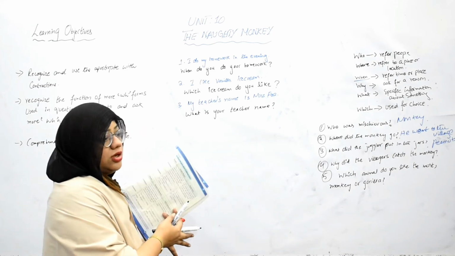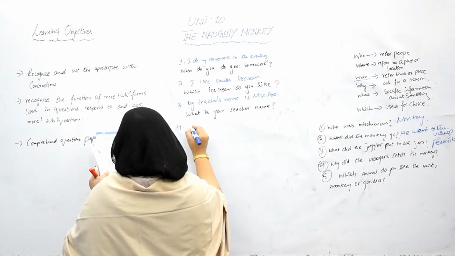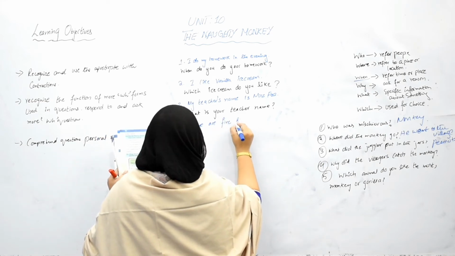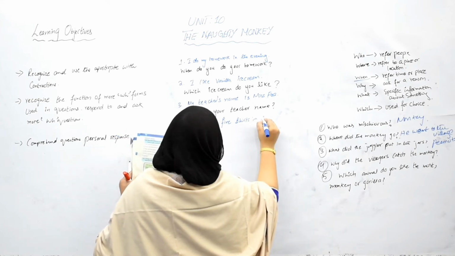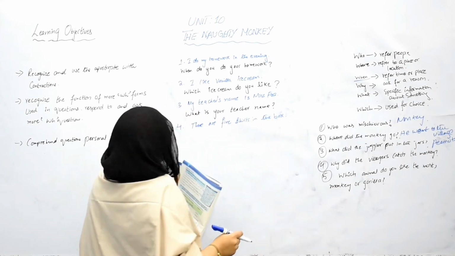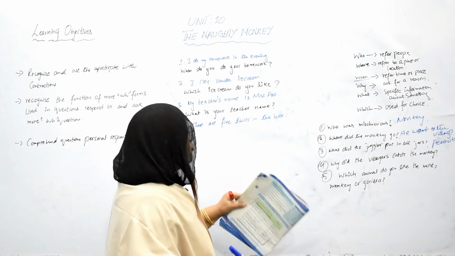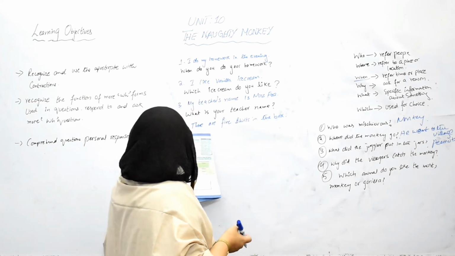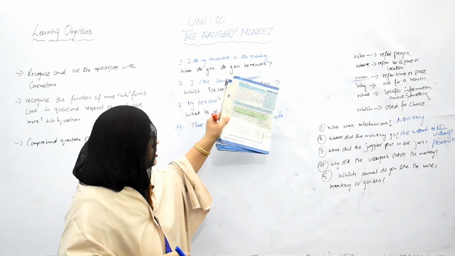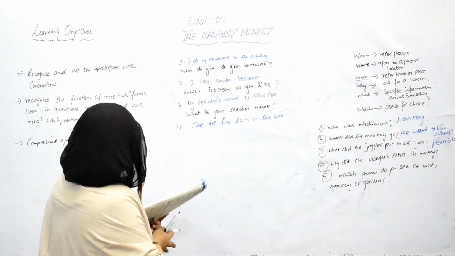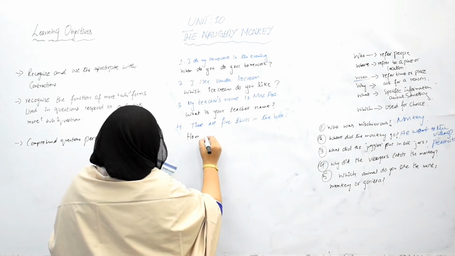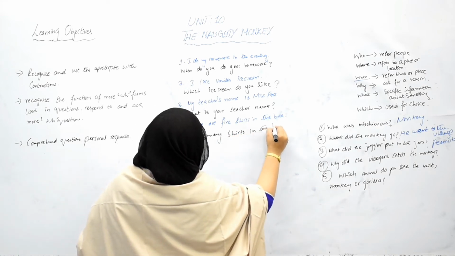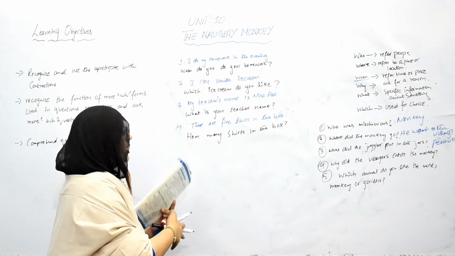Now move to part 4. There are 5 shirts in the box. For example, we are talking about quantity. So we know that we use the term how many. How many shirts are in the box? A question mark at the end.